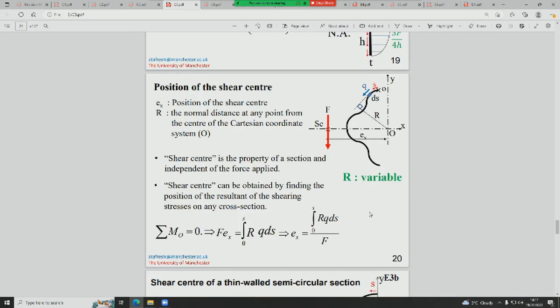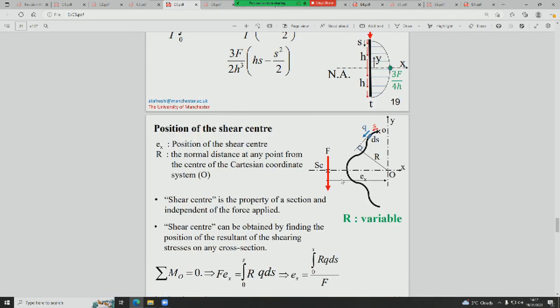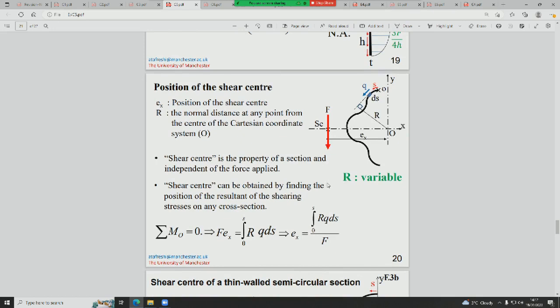Okay. Now, we define the shear center as a point where, if I apply a shear force through it, it has no torsional effect. So I have applied this force through the shear center, so there is no torsional effect. It means a summation of the moments with respect to any point on the section must be zero, which is what we see here. But what is this equation here?